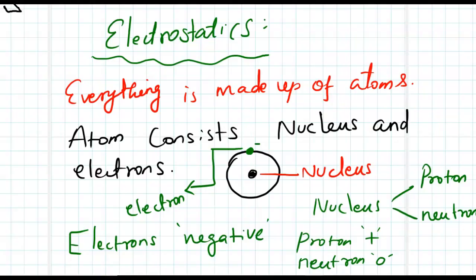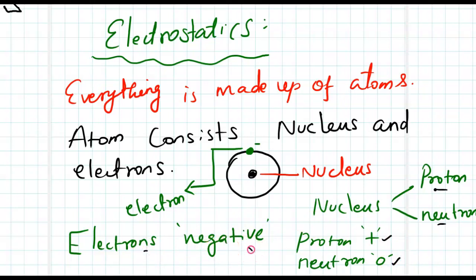So we have seen some experiments. It is about electrostatics. All the objects in the world are made up of atoms. The atom consists of protons, electrons, and neutrons, and the center of the atom is called a nucleus, which consists of two particles, proton and neutron. The proton is positively charged and the neutron has zero, neutral charge.